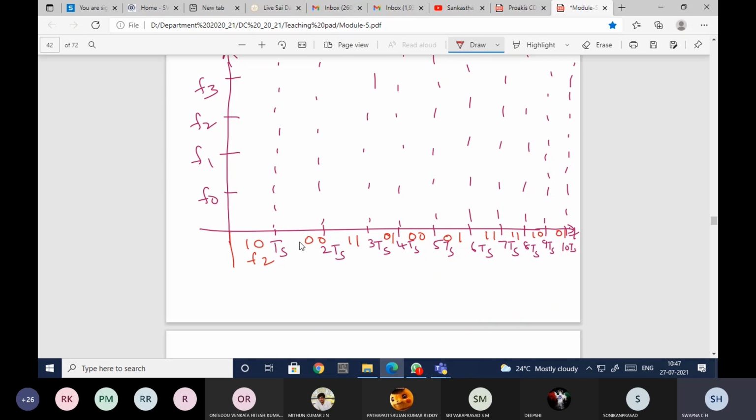demodulator. So what will happen from 0 to TS? I should get 1 0. 1 0 corresponds to F2. From F2, this is what I'll get. Then in the second duration, from here to here, it is nothing but TC.